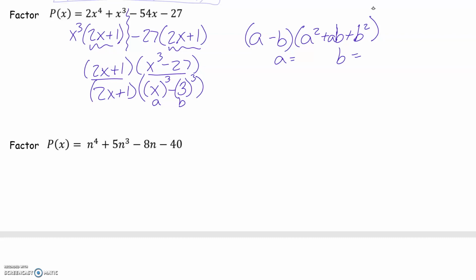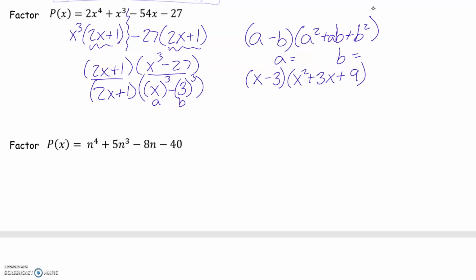Alright, next thing I'm going to do is go ahead and rewrite it over here. So I'm going to end up with a is x, b is 3, and a squared is x squared, plus 3x plus 9. Alright, so that's my term, okay?